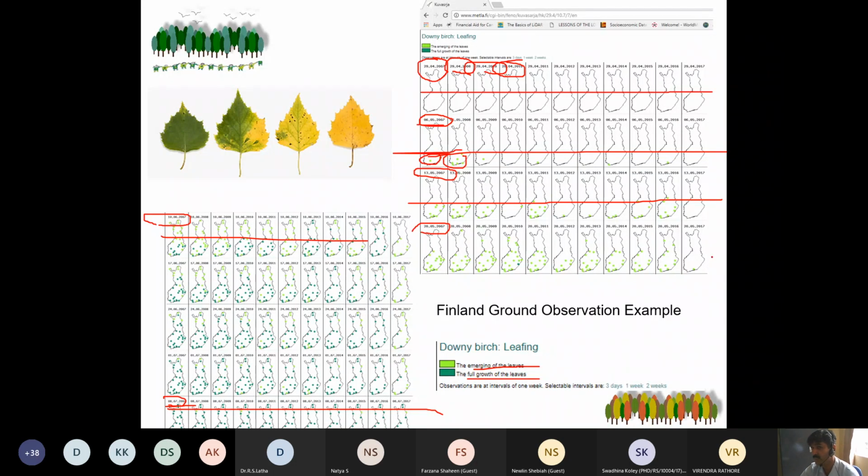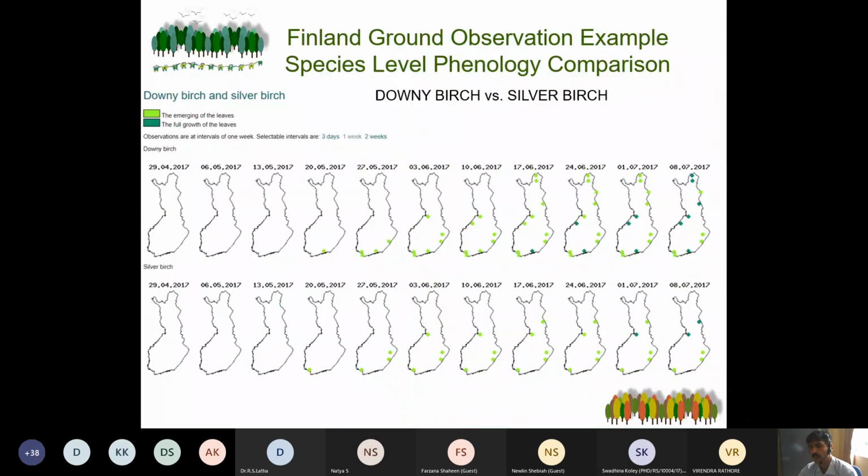For 10 years of data over a particular country, they have nicely depicted it. For different species, they have given it for a particular downy birch species, and also for other species. You can go and have a look at the Finland observation. So this is another example, in the zoomed-in version.